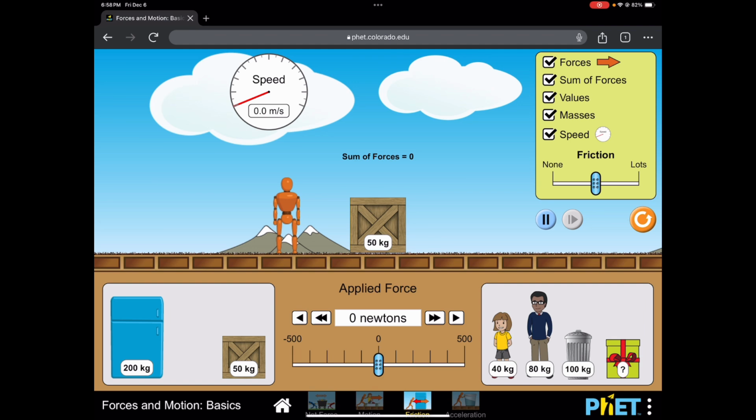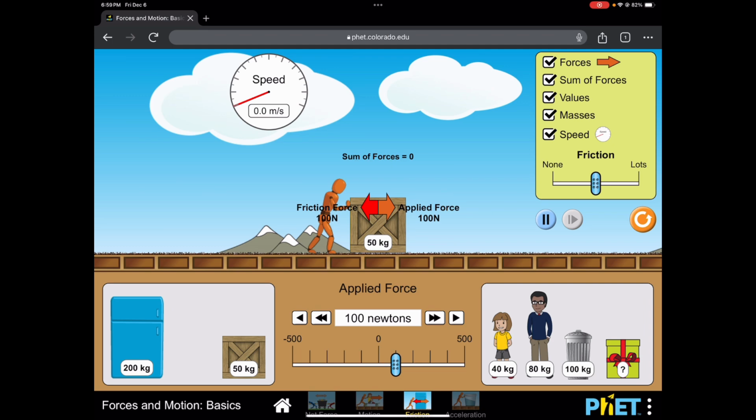Right now I have these scenarios with the forces, values, mass and speed, basically all the information up. And right now the sum of the forces is 0. There's no friction and no applied force. But as I start applying a force on the box, you should notice that the friction force equals the applied force. I'm applying a force of 50 newtons, and the friction force is pushing back with 50 newtons. If I apply 100 newtons of force, the friction force is also 100 newtons.